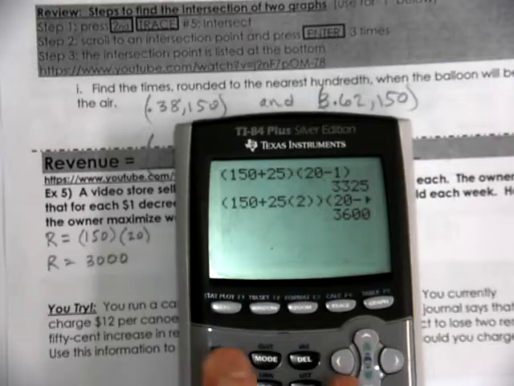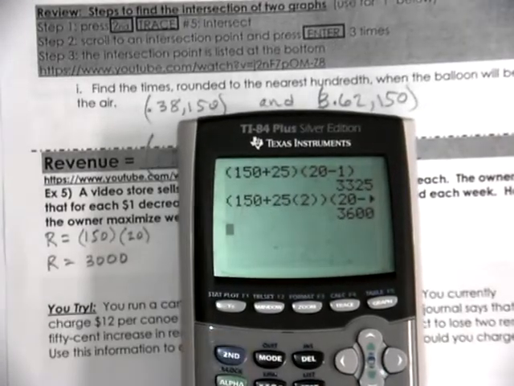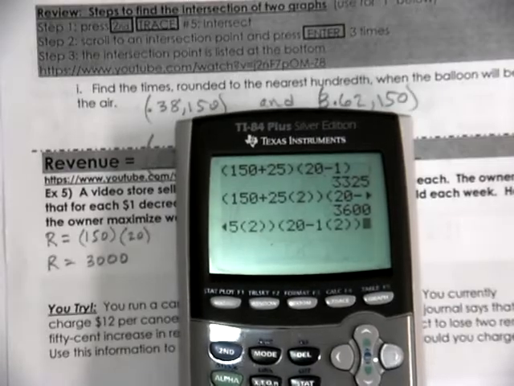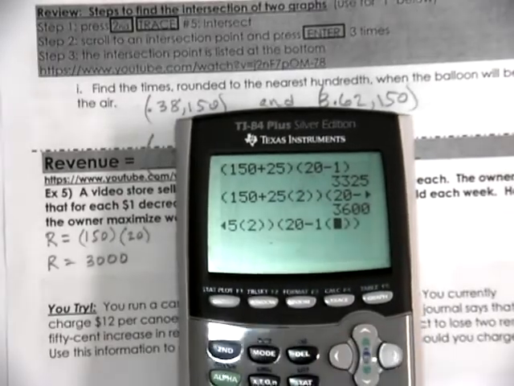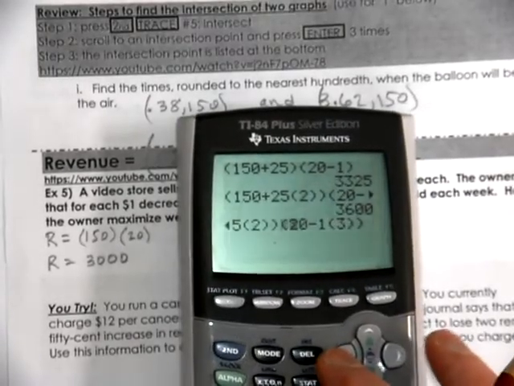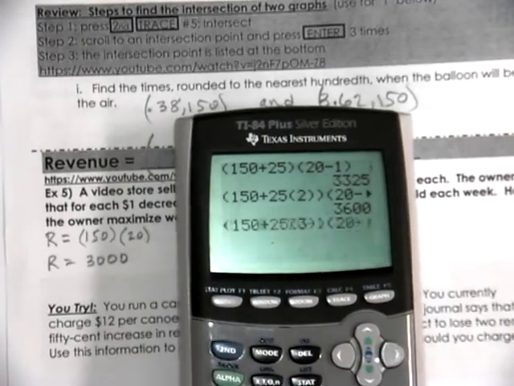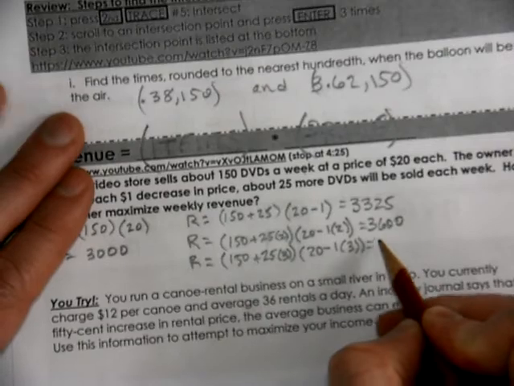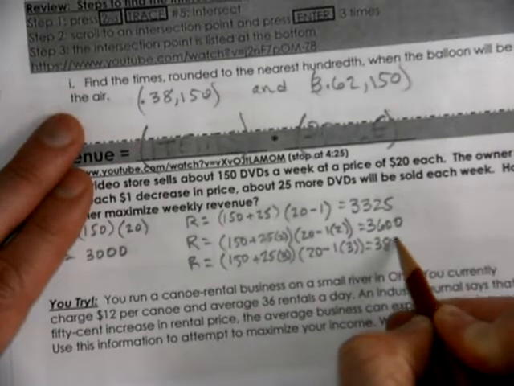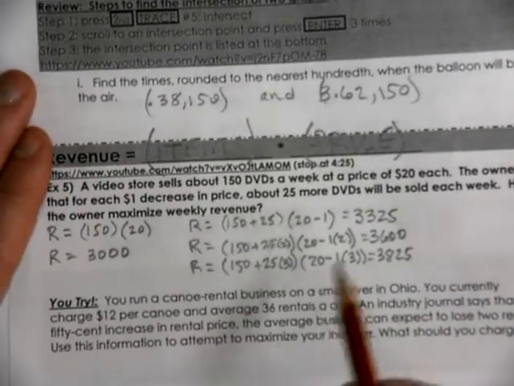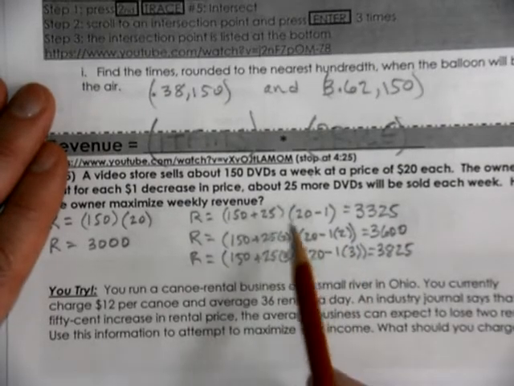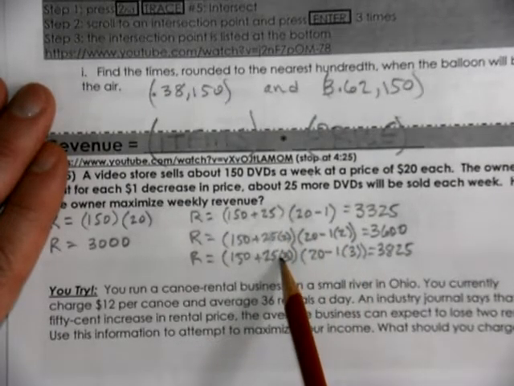So we can come to our calculator. There's a shortcut. We can hit second, enter, and it brings up our previous. And we can turn those into 3s if we like. And that's going to give us 3,825. So if you notice, the more we decrease the price, the more people buy them.